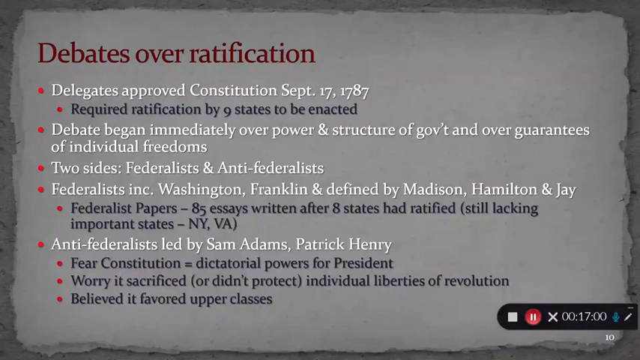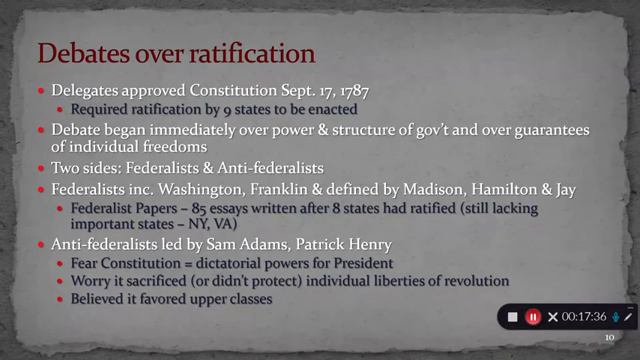And so you start to see these two opposing camps emerge. On the one hand, you have the Federalists, and the Federalists have some of the biggest heavy hitters in America at the time, people like George Washington, Alexander Hamilton, John Jay, Benjamin Franklin, James Madison. On the other hand, you have the Anti-Federalists. The Anti-Federalists are the people who are opposing the ratification of the Constitution.